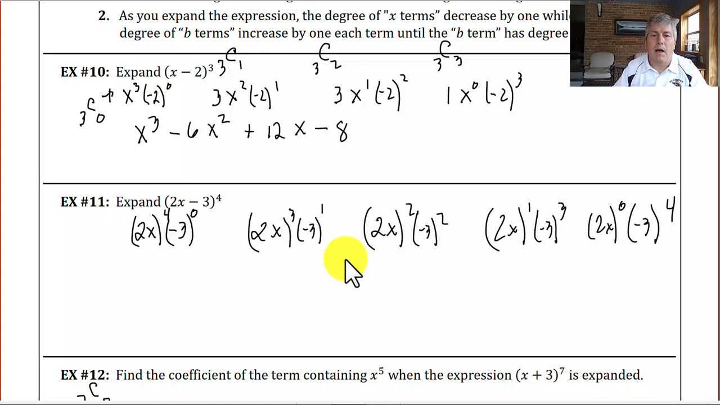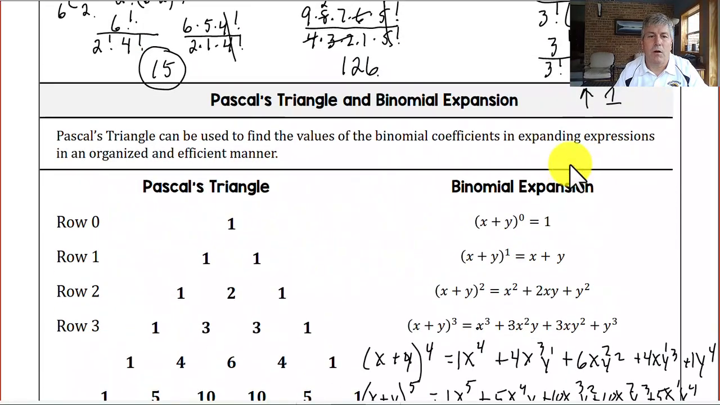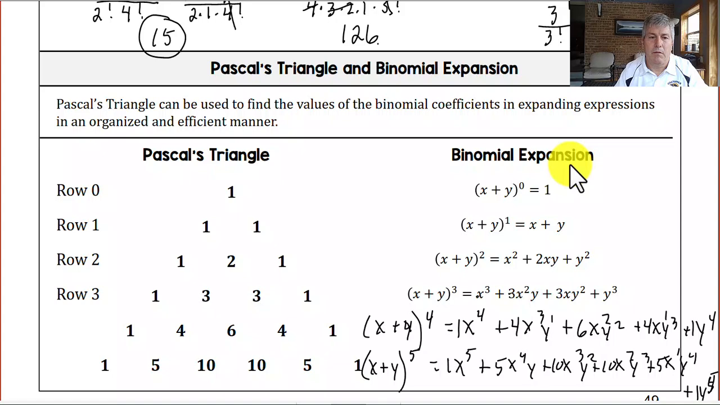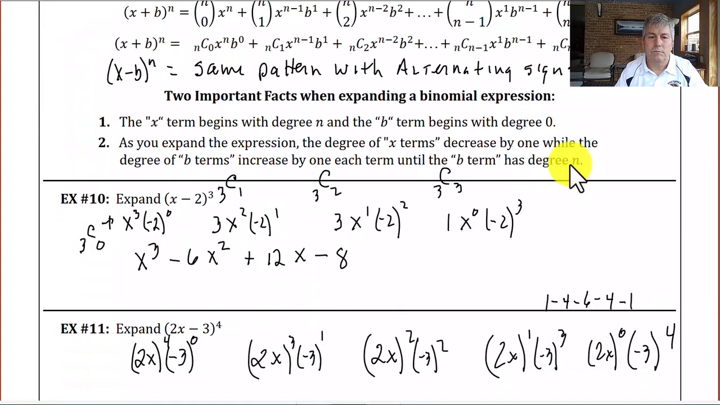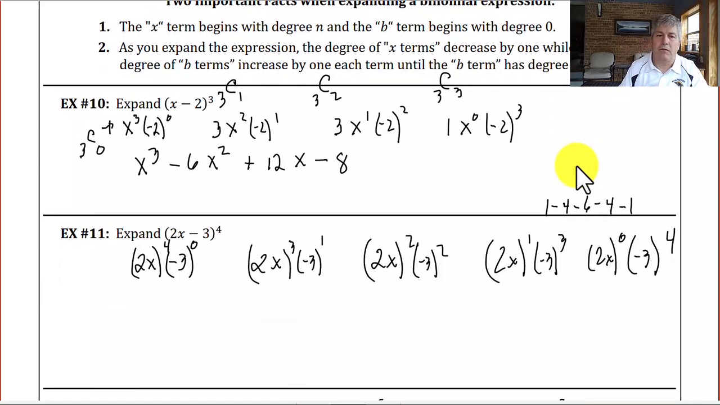And again, if you've got Pascal's triangle memorized, you might know that that particular row goes 1, 4, 6, 4, 1. That would be row 4, because we started at row 0. It has 5 terms in it, so that would be row 4.